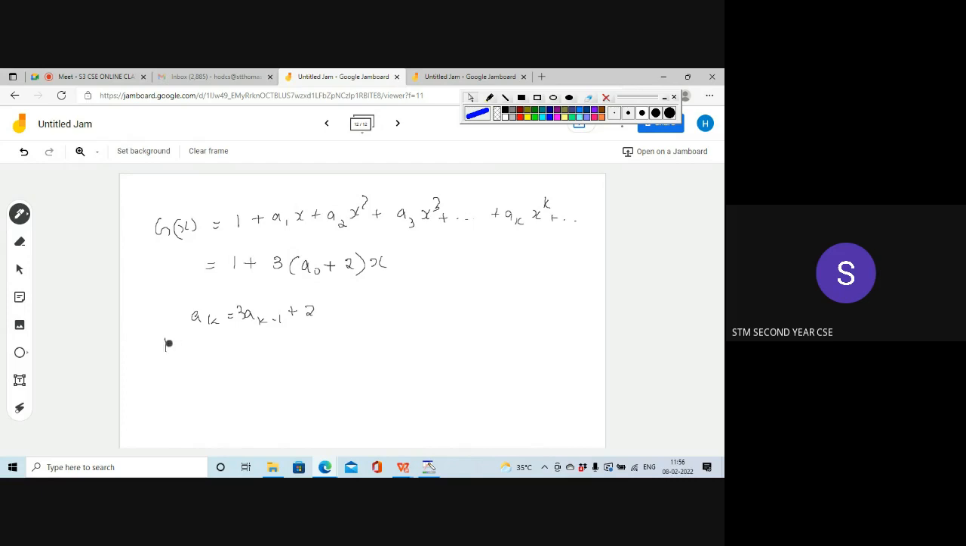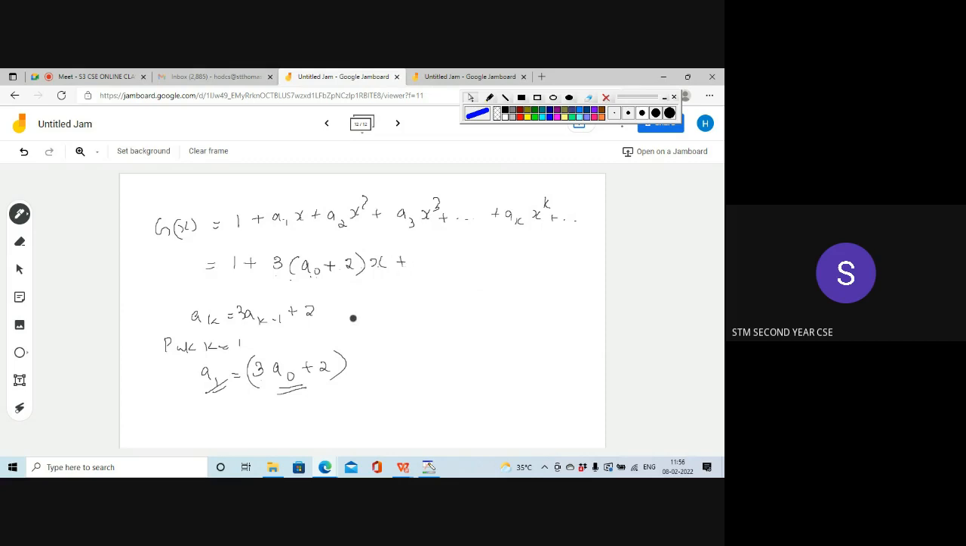When I put k is equal to 1, I get a1 is equal to 3 into a0 plus 2. I'm not going to substitute the value of a0; I'm just substituting it in this equation as such. That is 3 into a0 plus 2. I want to generate the series first. So instead of a1, I'm going to substitute 3 into a0 plus 2 into this x.